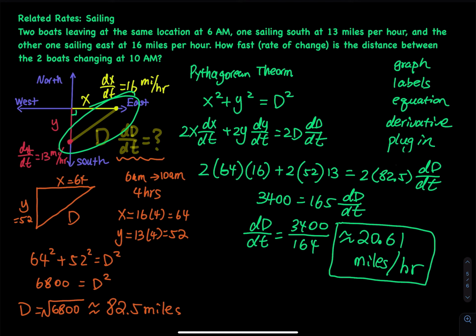And then what if that is negative 20? If that is negative 20, that means the distance between those two boats is decreasing. Okay, so that is the end of this problem.